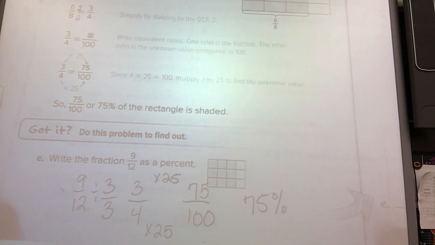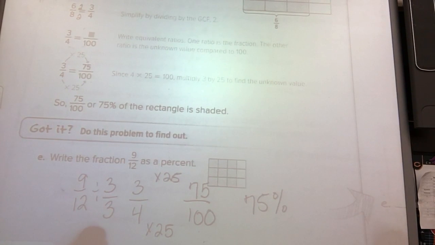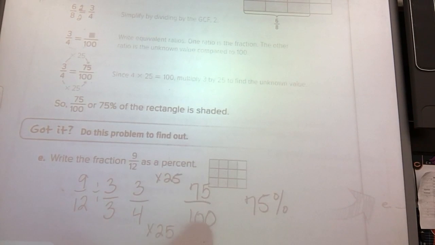All right, I know this is a little bit difficult for you because you have to divide down and then multiply up. It's a 2-step problem, and then understand that anything over 100, that's your percentage, okay? So hang in there if you're struggling a little bit.